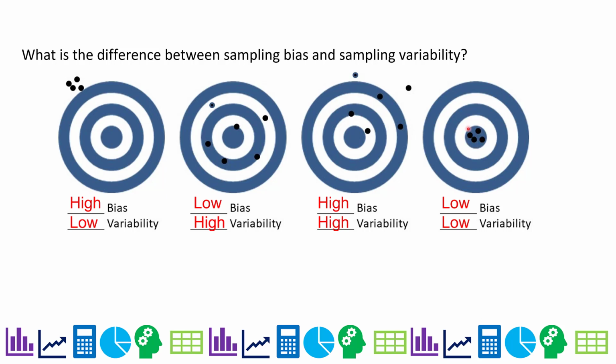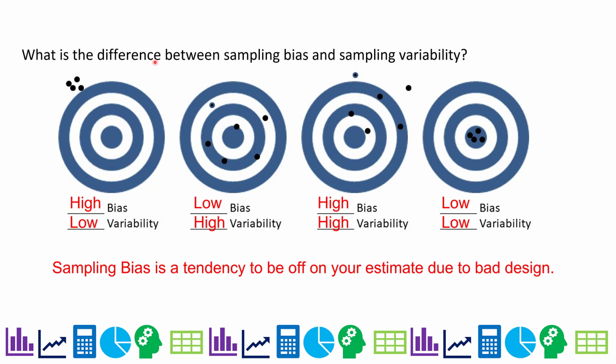This last one is what we're shooting for. It's a low bias because on average it's in the center, and it's a low variability, low scatter. So this is what we love. We'll settle for this one with a low bias, but we don't like either one of these with a high bias. So sampling bias is a tendency to be off on your estimate.